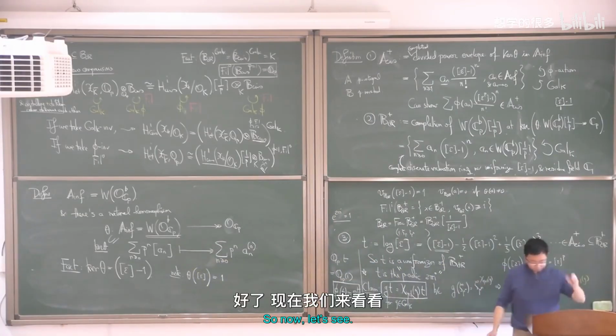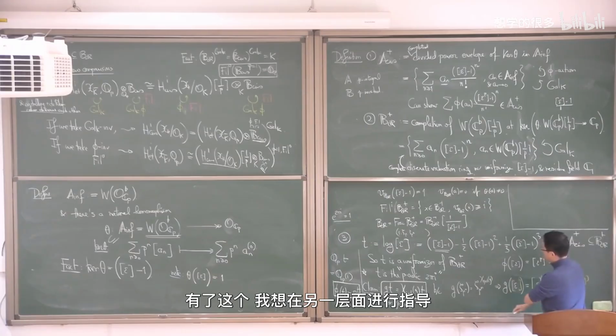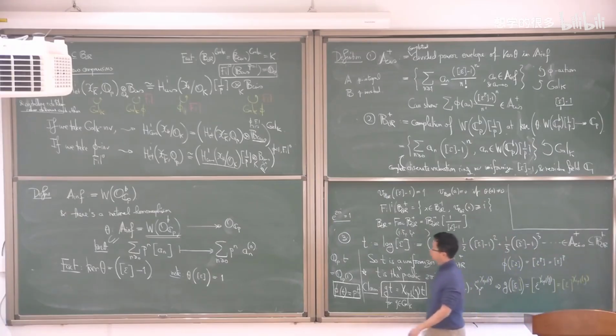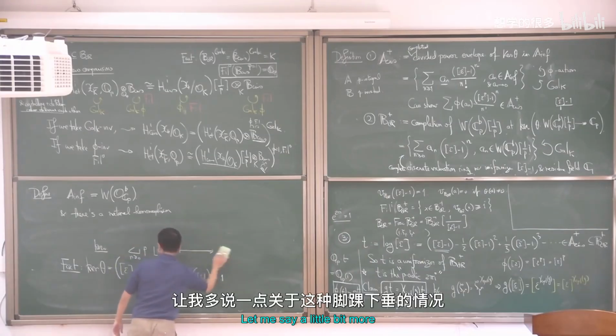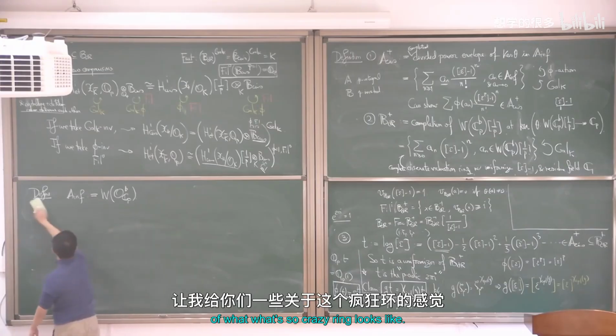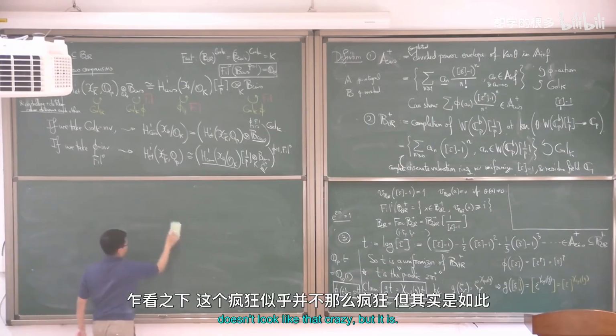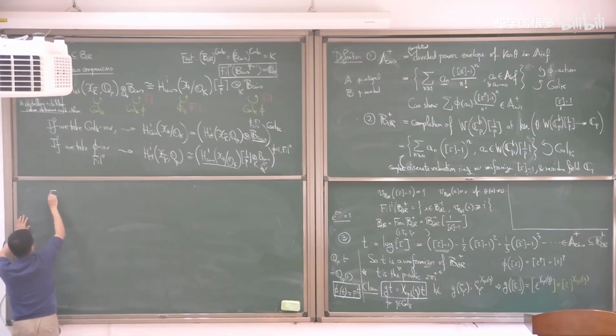So now, let's see. With this at hand, let me write it on the other board. I don't need this AA anymore. Let me say a little bit more about this B dR to give you some sense of what this sort of crazy ring looks like. The crazy ring doesn't look that crazy, but anyways. Well, we'll see.